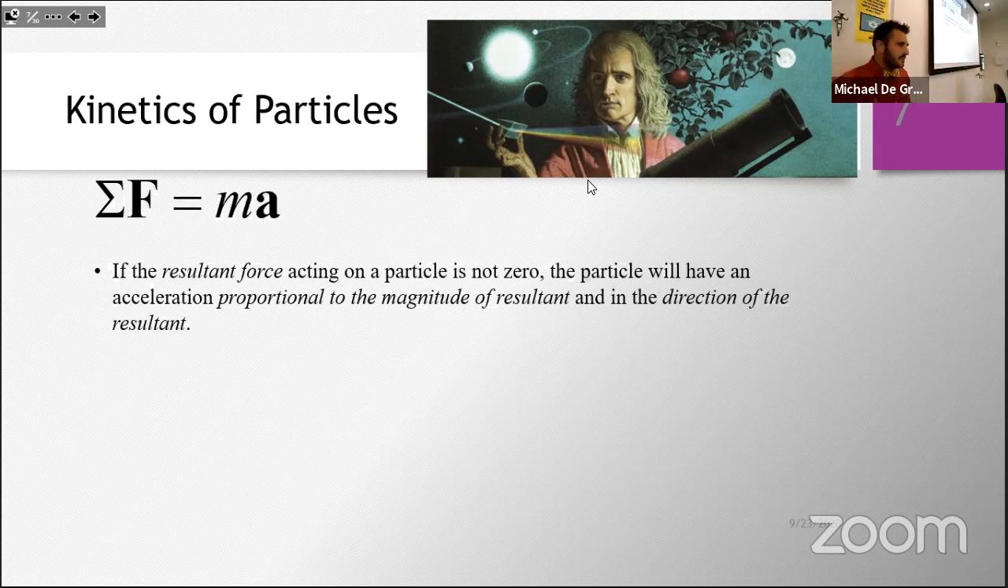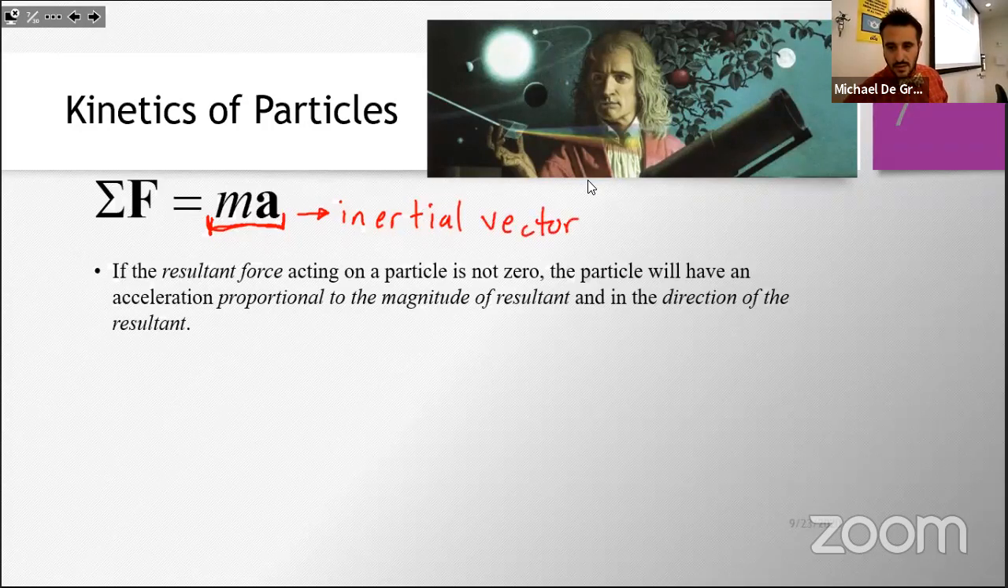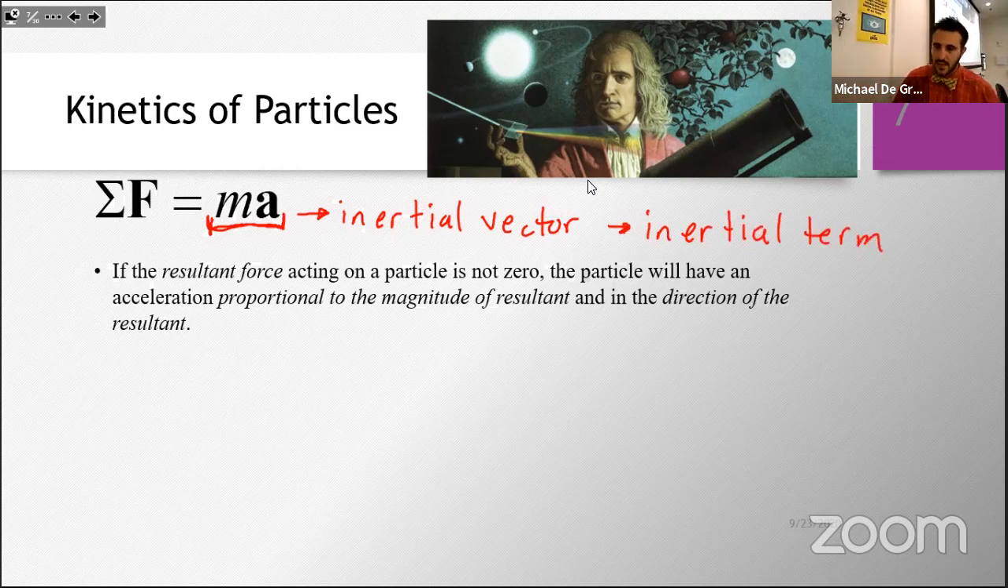So Newton's second law is that the sum of my forces is equal to my mass times my acceleration. In this case, what I will sometimes refer to this portion here as is my inertial vector, or sometimes my inertial term. Sometimes I will call it that. And we'll see what I mean in a second, right?